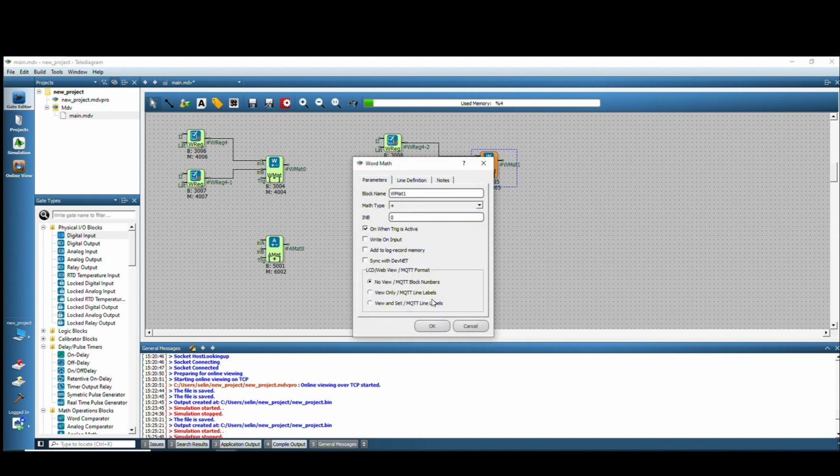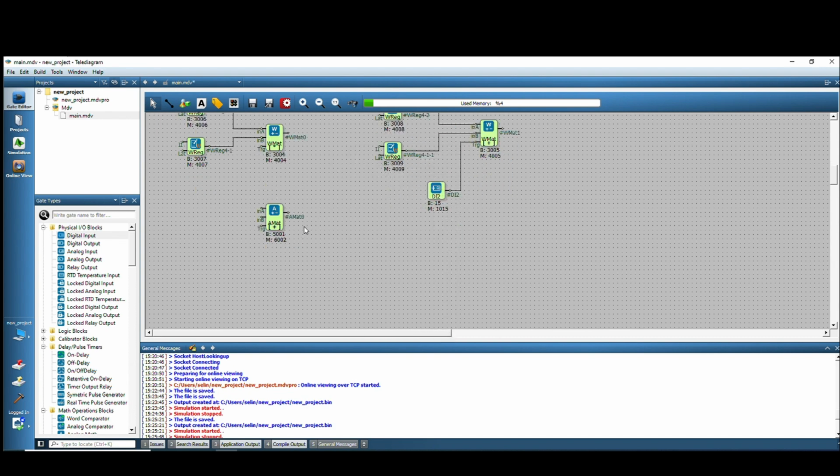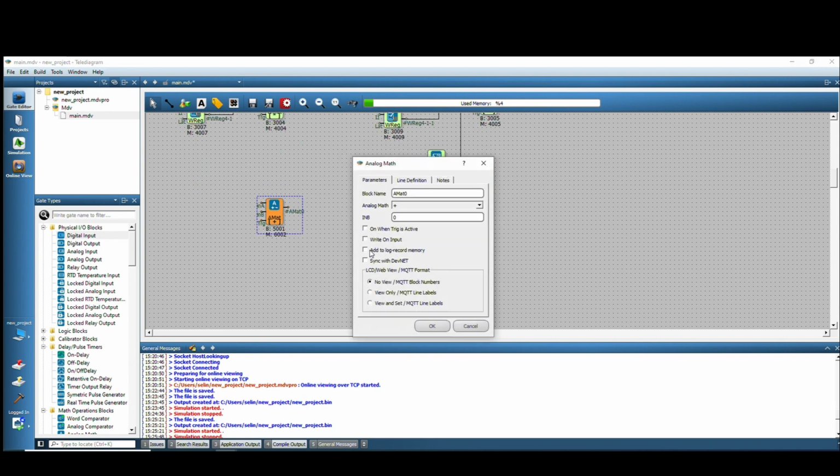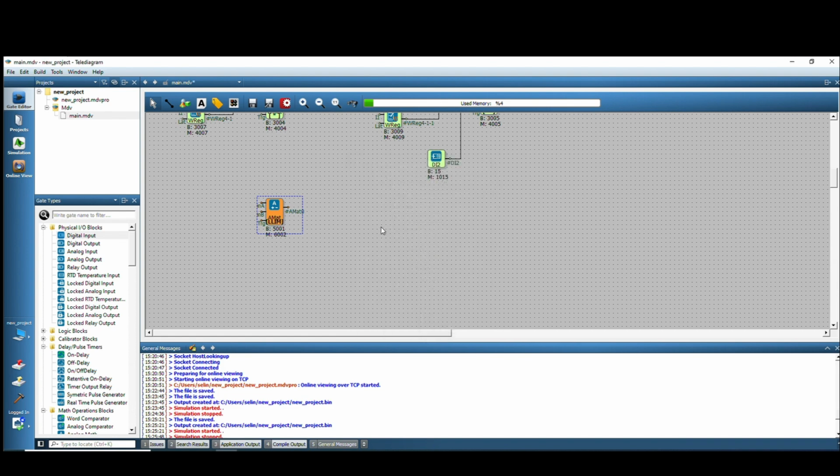On when trig is active: if this option is selected, with every rising edge on the TRG input on the block, the specified mathematical operation is performed. Write on input: if this option is selected, the value at the INA input of the block and the value at the INB input of the block are processed. The result of the operation is written on the INA input of the block.